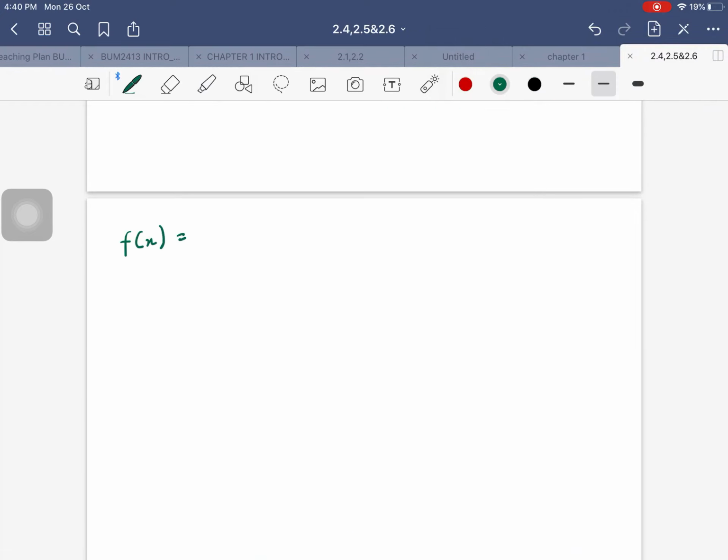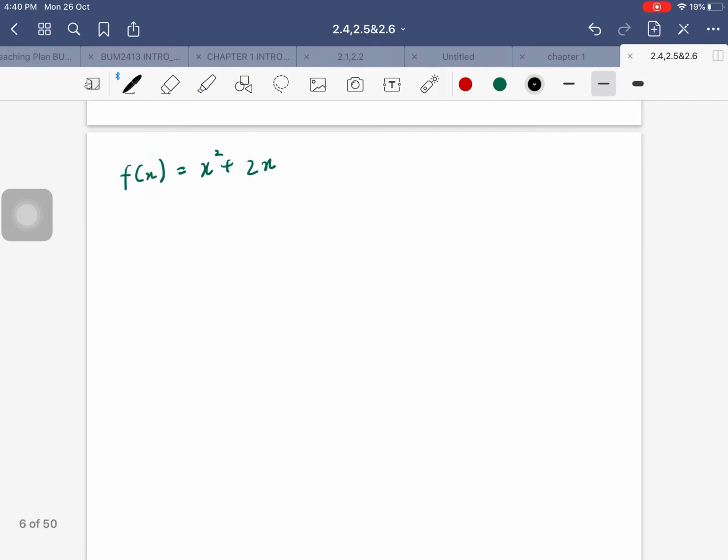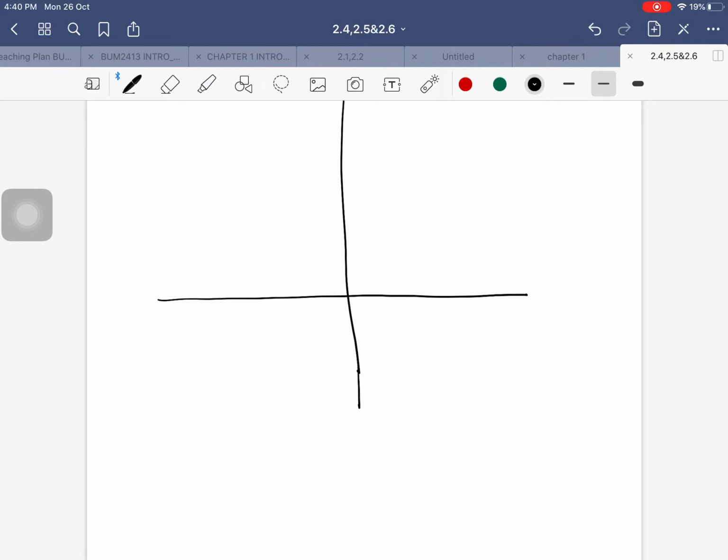So let me show you an example. How is it transformed? Okay, let's say I have a quadratic function for now. So let's say f of x is going to equal x squared plus 2x. So when I sketch this, my function is going to look something like this.